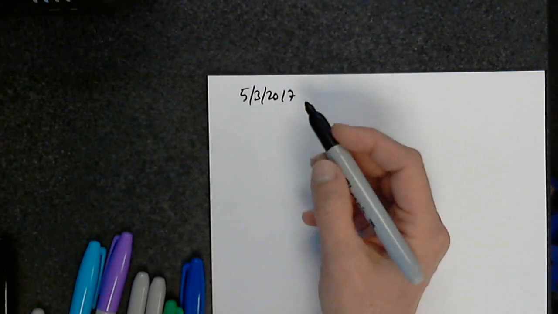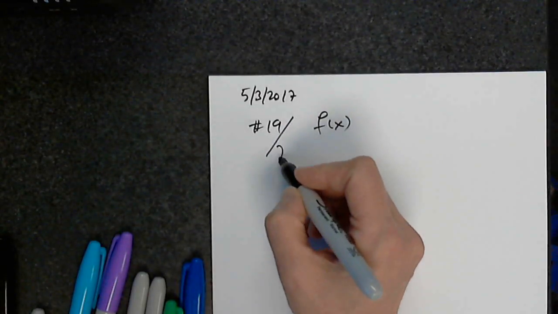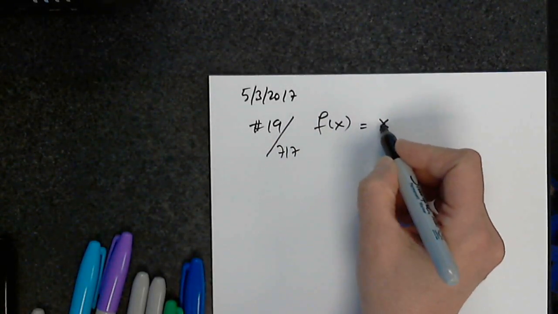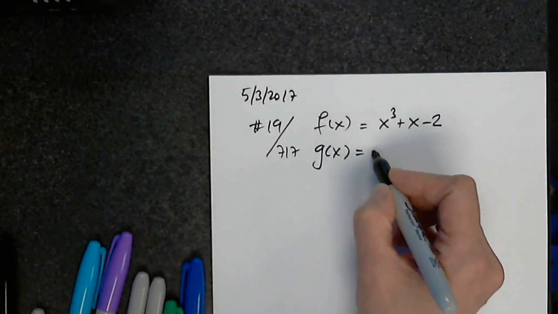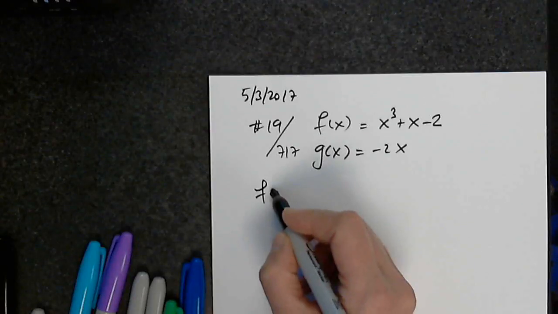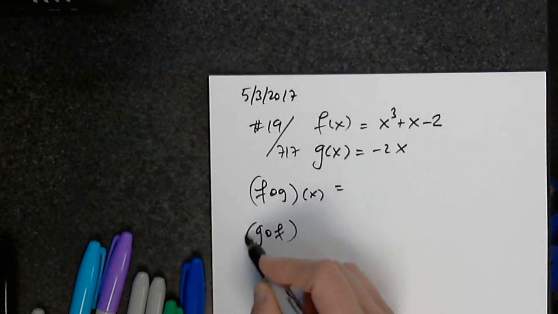So let's look at problem 19 on page 717. f of x equals x cubed plus x minus 2, and g of x equals negative 2x. We are asked to find f composed with g of x and g composed with f of x.